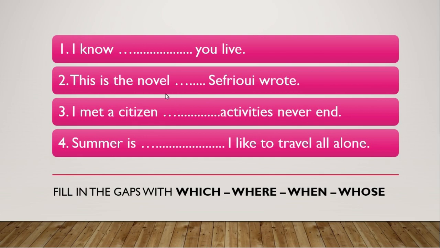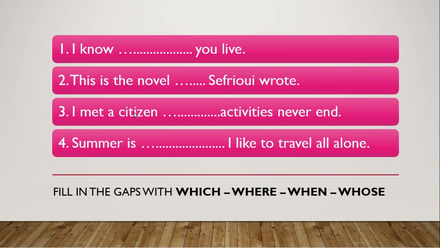Okay, fine. Time is over. Number one, I know where you live. In fact, we don't have anything that can tell you if it is a place or a person or whatever thing. So the main thing that can help you is live, and we normally live in places. So I know where you live. Number two, this is the novel we wrote. So this is not where, because novel is something, an object. So this is the novel which we wrote.